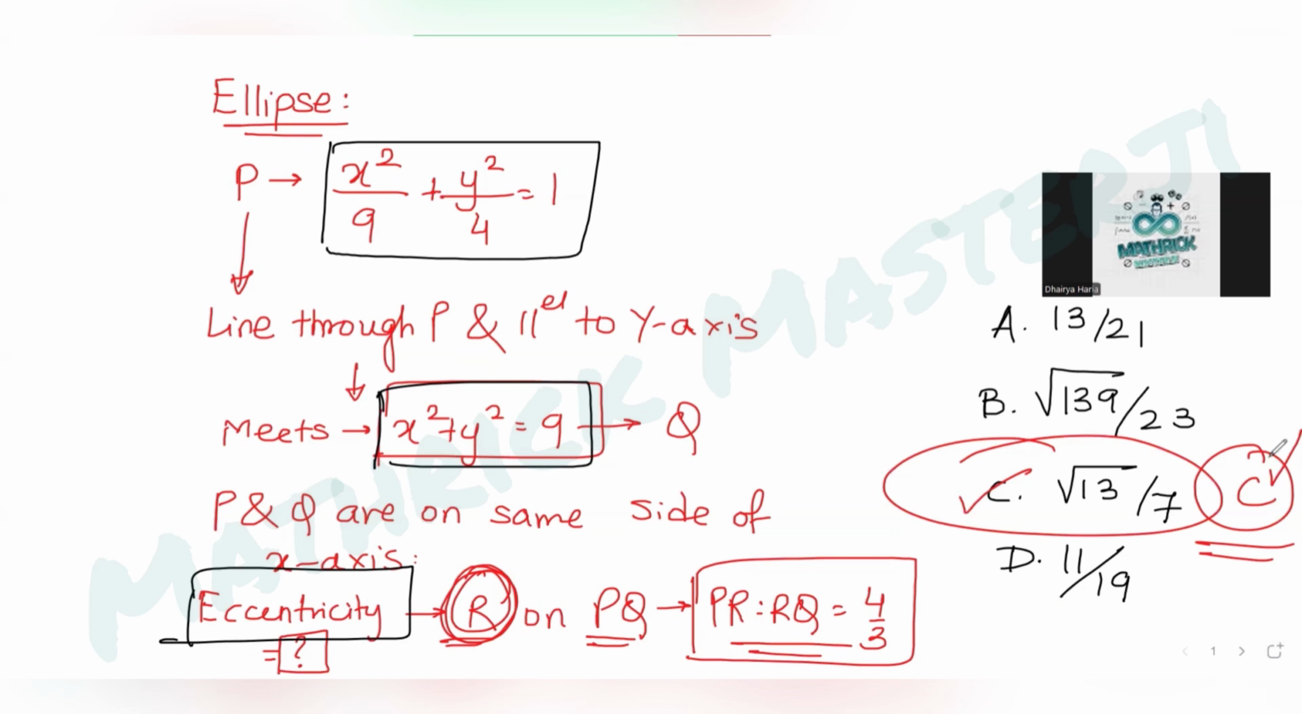I hope you have understood how to solve this type of questions, which deals with the ideas and concepts of using ellipse equations. So this is how you solve this type of questions.